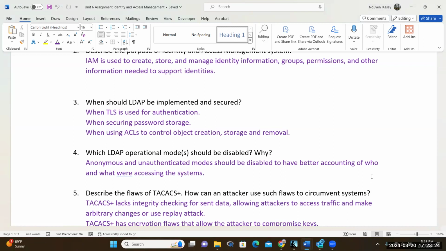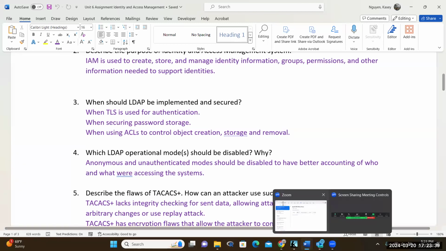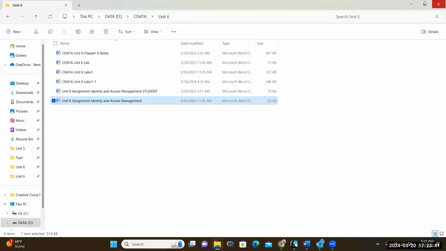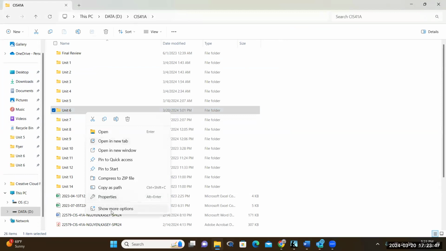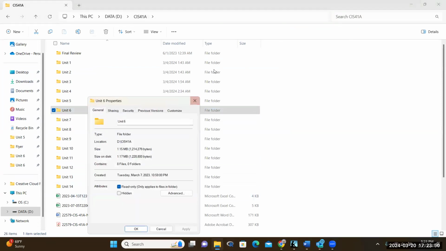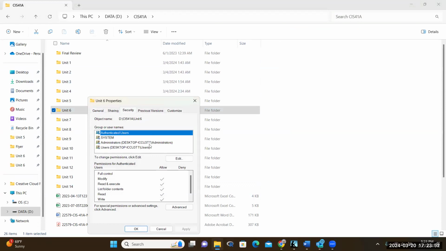And then when you're using access control lists to control how the object is created, like how your file is created, right? In a Windows environment, you would have NTFS permissions. And with that, you would see an access control list. So what do I mean, right? For example, sorry, I'm gonna do this real quick. Let's say that I wanted to look at the properties of my folder. I would go to the properties and then the security tab. So this is the access control list.